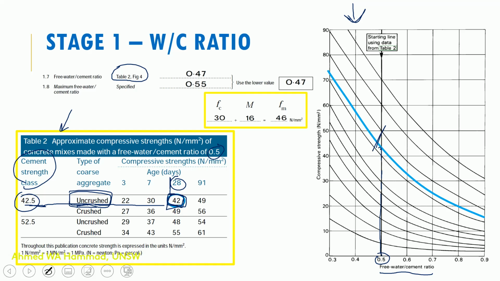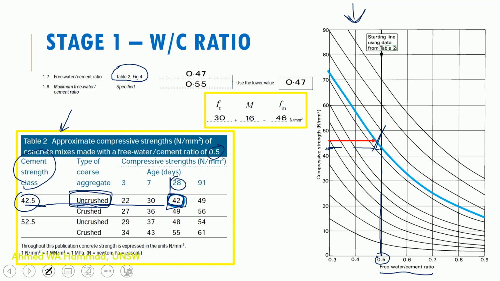So if I go across, that's roughly 42. So remember, you don't have to be specific. It doesn't have to be precise in terms of getting it exactly at 42, but it has to be within a reasonable range. So this looks more like 42. Now, this enabled us to draw this blue curve, and then I use that blue curve, based on the strength that I already have, in order to determine what my water to cement ratio is.